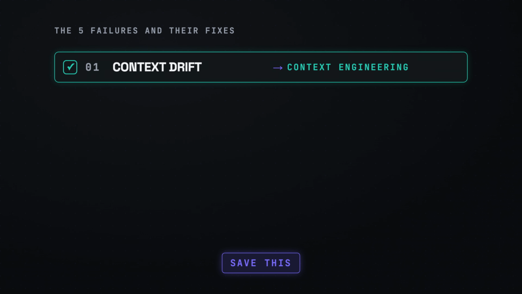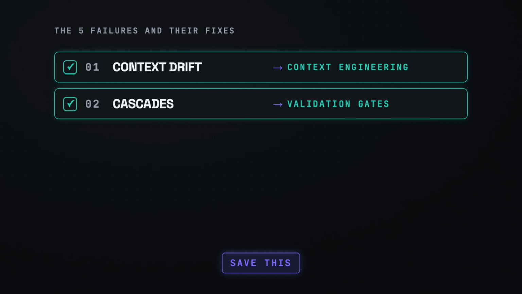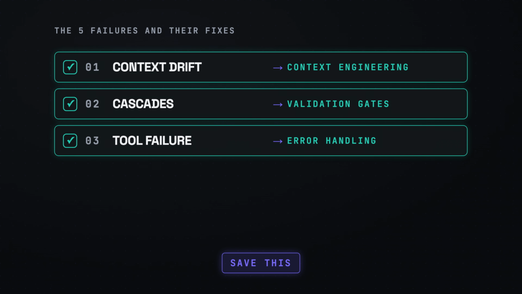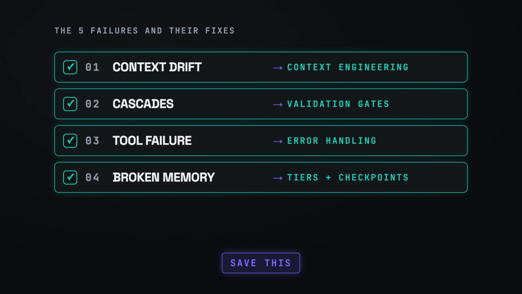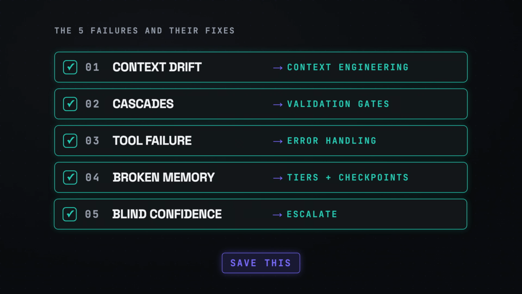So, if your agent works in testing and breaks in the real world, it is almost always one of these five. Context drift fixed with context engineering, cascades fixed with validation gates, tool failure fixed with real error handling, broken memory fixed with tiers and checkpoints, and blind confidence fixed by teaching the agent to escalate. Screenshot this part, it is your checklist the next time an agent falls apart on you.